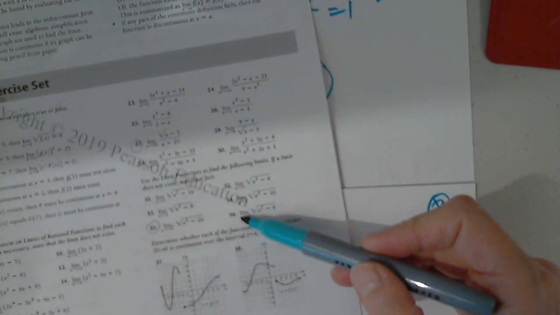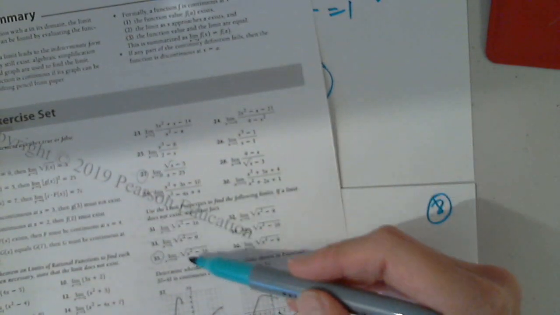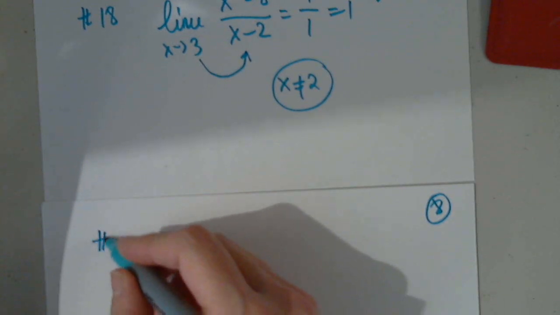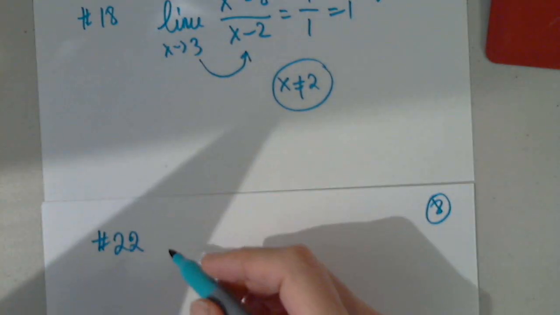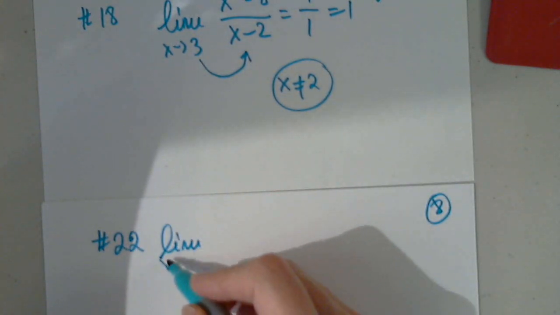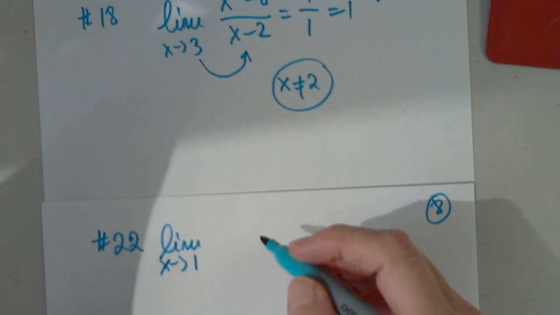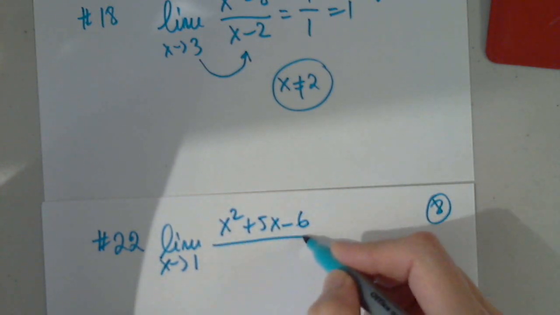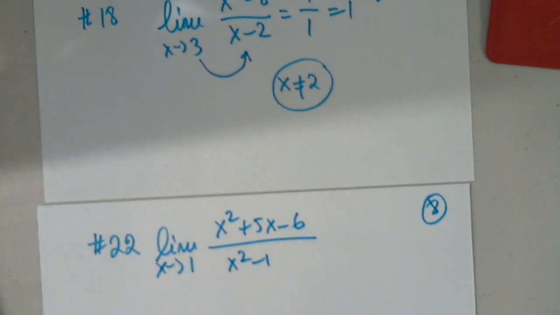Now I'm looking at problems from 19 through 36. No, first from 19 to 30, and then 31 to 36. So let's look at problem 22. Limit as x approaches 1 from either side of x squared plus 5x minus 6 divided by x squared minus 1.